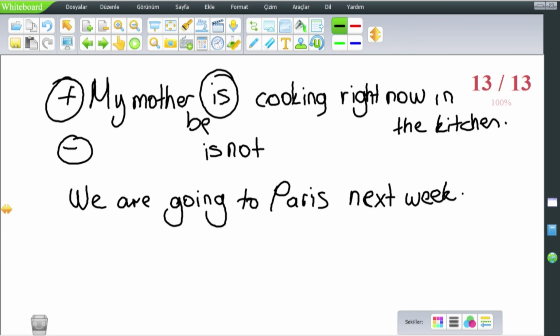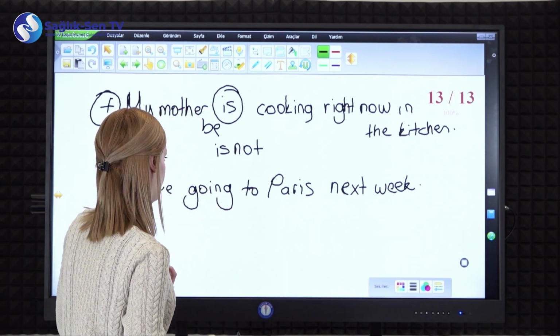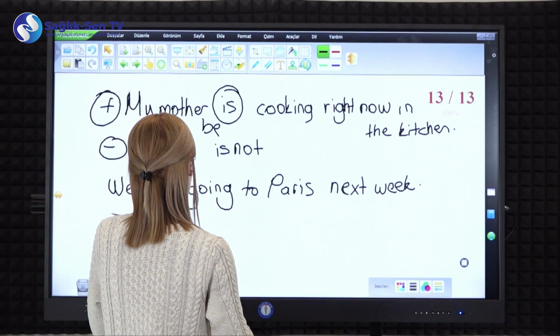Bakıyorum, geleceğe dair planlanmış bir şeyden bahsediliyor ve dediğimiz gibi present continuous'un kullanım alanlarında geleceğe dair planlanan eylemler için de kullanabiliyoruz. We're going to Paris next week.